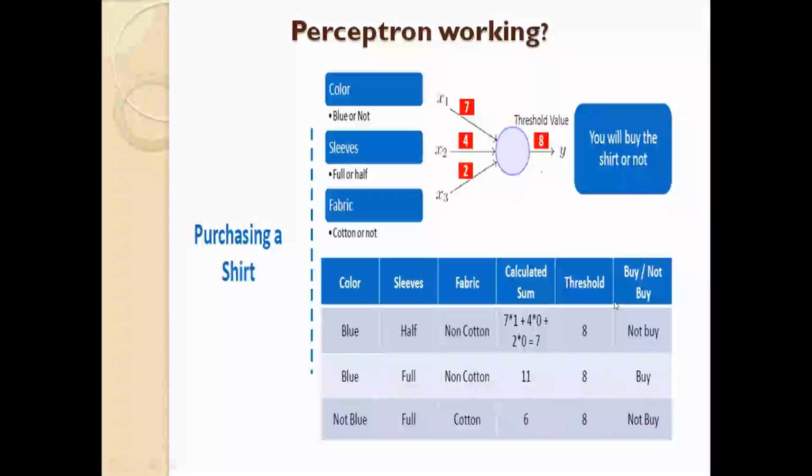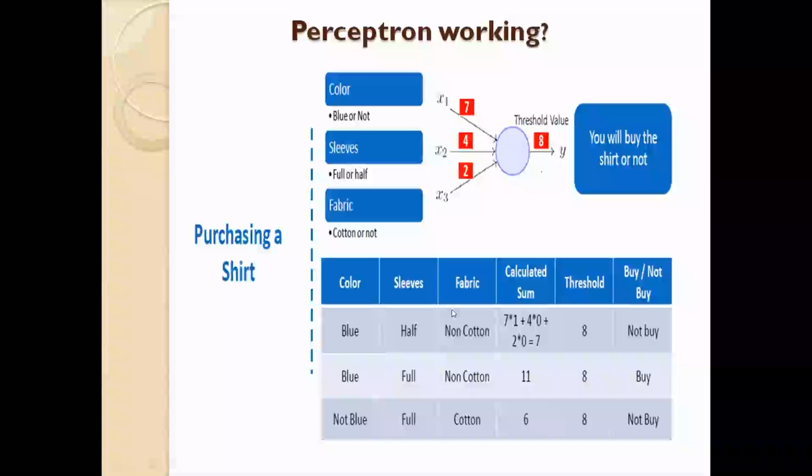Now this given condition, if you check, is satisfying our problem statement. Please tell me, what is our problem statement? Color should be blue, sleeves should be full, and fabric should be non-cotton. Then only purchase that, otherwise don't purchase. So the first row is not fulfilling our requirement. Hence, we are not going to buy the shirt, and the perceptron is also telling don't buy the shirt because of this combination of 7, 4, 2, and the threshold value is 8.